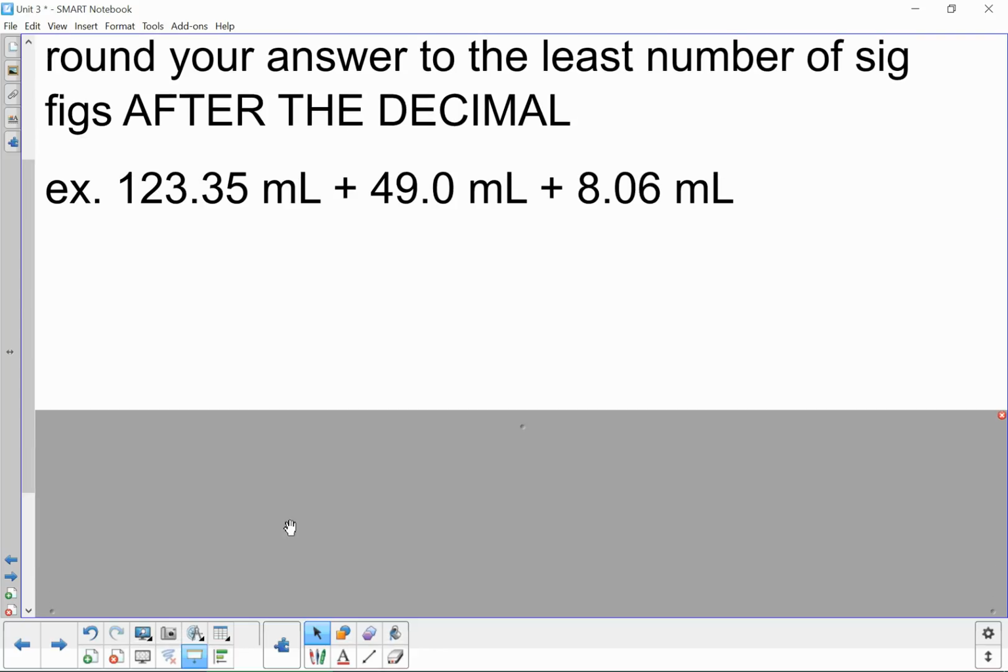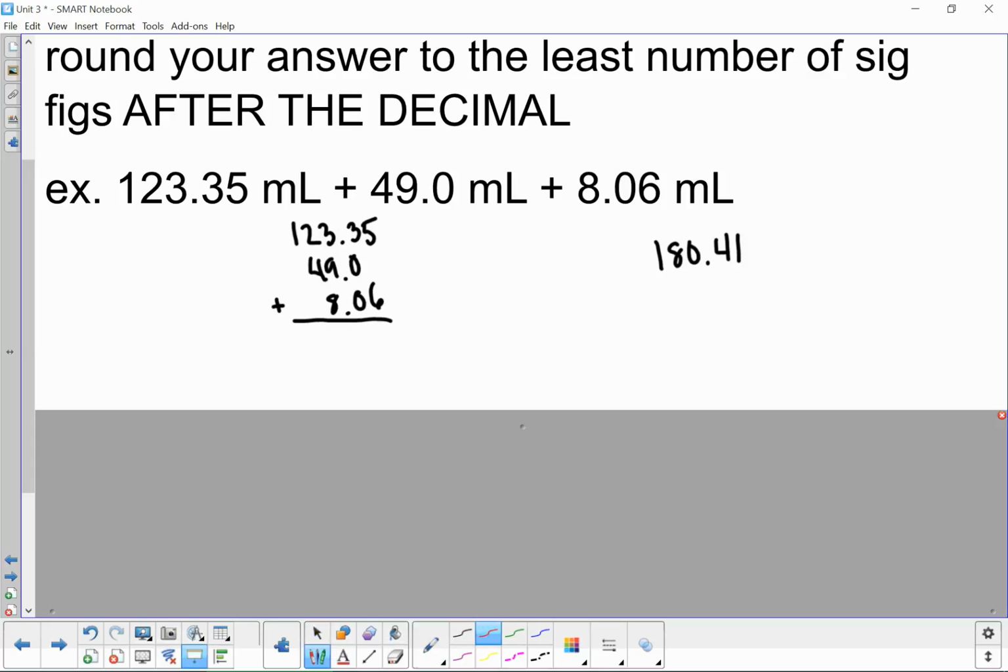And the first thing you're going to do is just throw those numbers into your calculator just like normal. And so the answer that you're going to get is 180.41. But again, with sig figs, you can't just write down any old answer. So we're going to line these numbers up in a way that'll make it easier to see what you have after the decimal for each one. If you write them so that their decimals are all together in a column, it can make it a little bit easier to see what you have after the decimal.